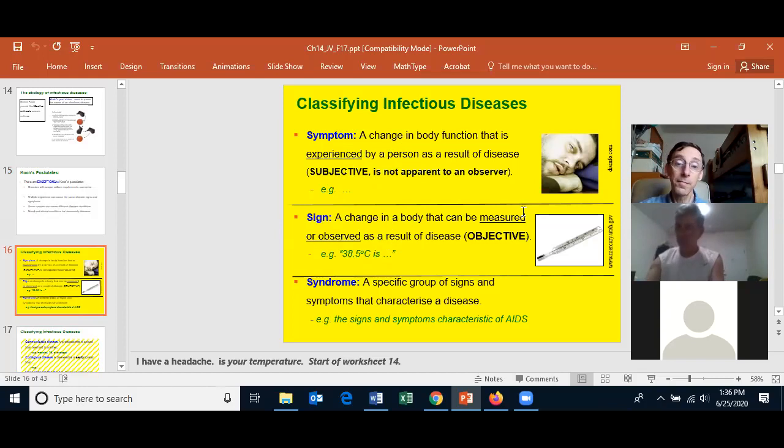A syndrome is a specific group of signs and symptoms that's characteristic of a disease. So you could talk about the signs and symptoms or the syndrome of AIDS. Okay? Any question about that?